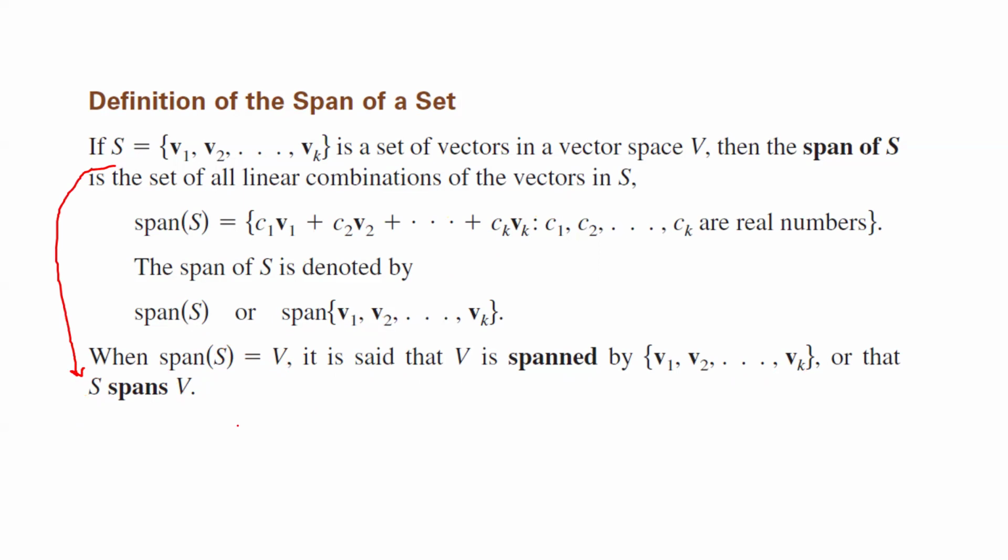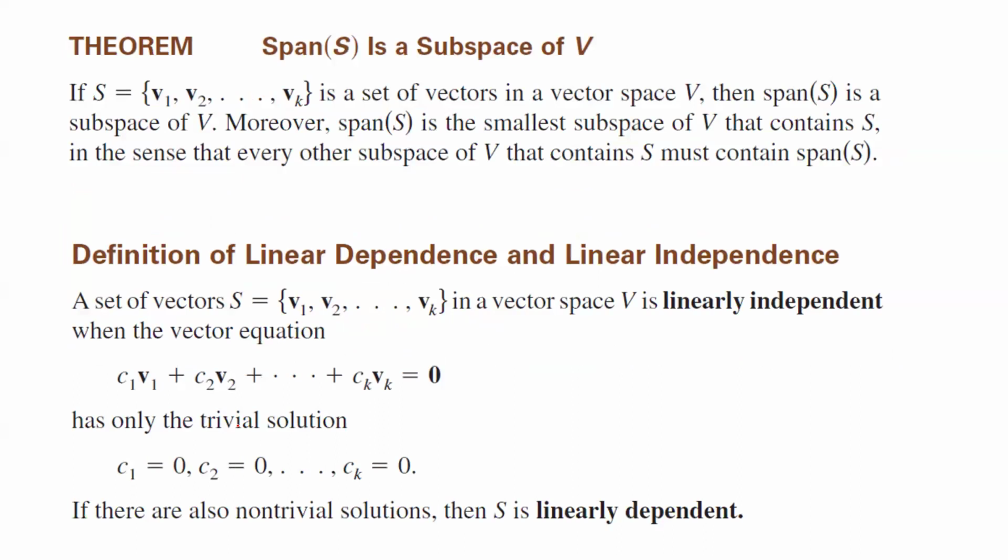Okay, now that we have this definition, we're going to introduce a theorem and another definition for you. Theorem: span S is basically a subspace of the vector space V. So a span of S is the set of all linear combinations. Those linear combinations form a subspace of V. What's the meaning of that? It means that it is closed under addition and scalar multiplication.